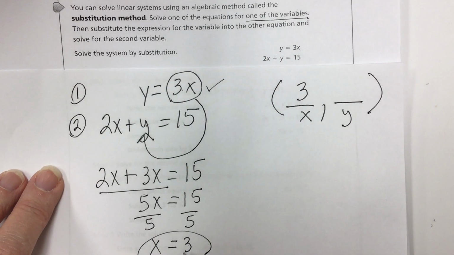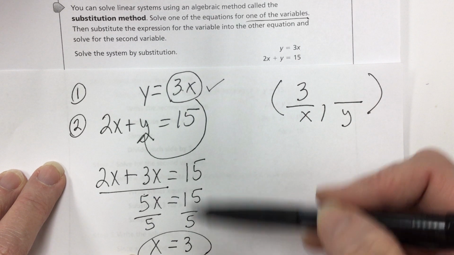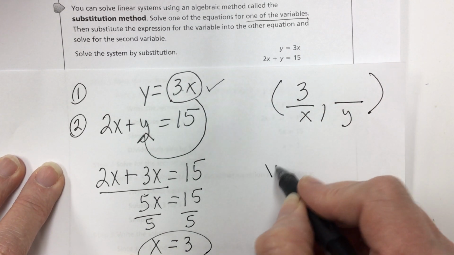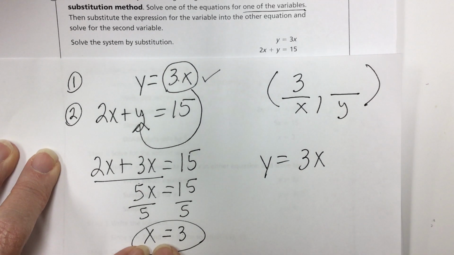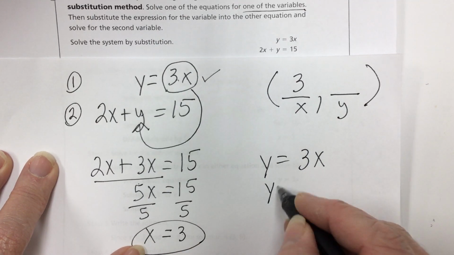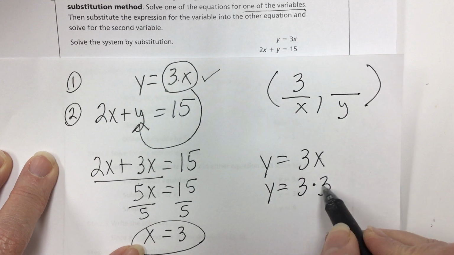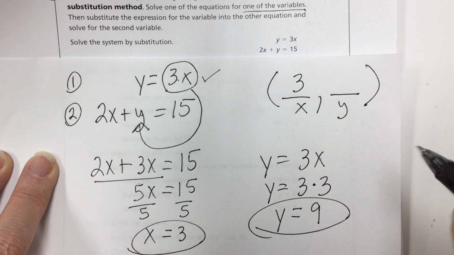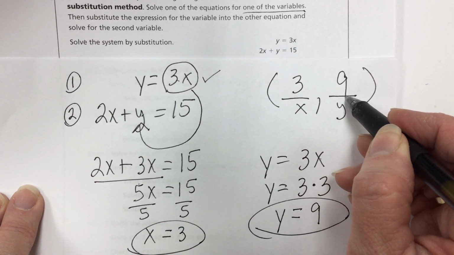To find the value of y, you can go back and plug in what x is into either one of these equations. I'm going to take the first equation, y equals 3x. Now substitute what x is into this equation. Well, x is 3. So you have y equals 3 times 3. So y equals 9. So when x is 3, y is 9.